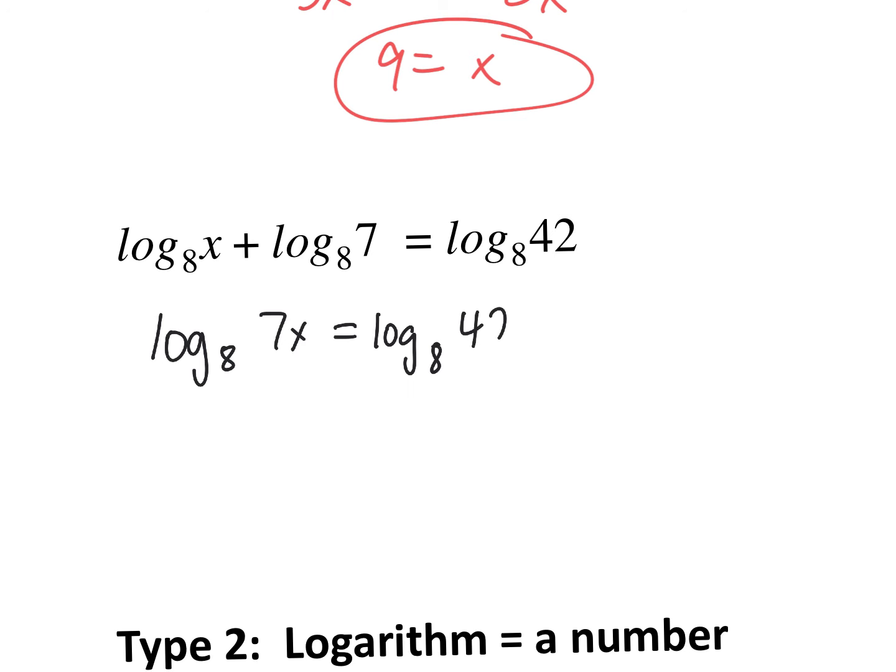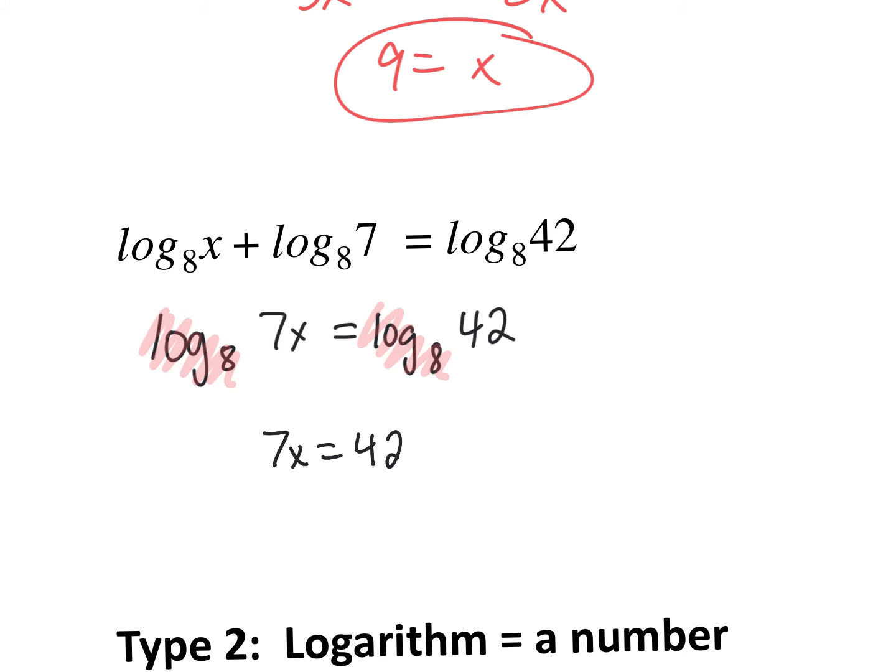Equals log base 8 of 42. So now, do we see that our log and our base is the same? Yep. So now what are we able to do? Cancel those out and just set the arguments equal to each other. Are you kidding me? Told ya. We are overthinking these big time.